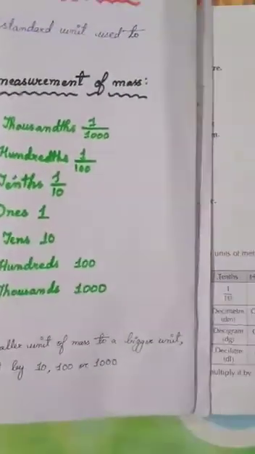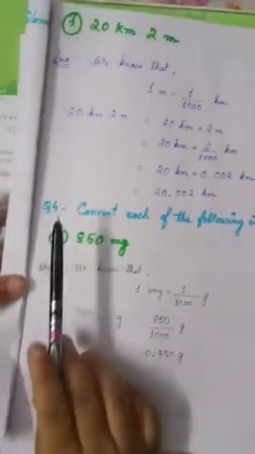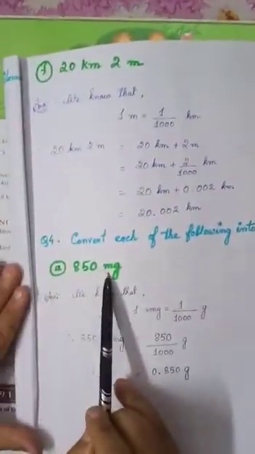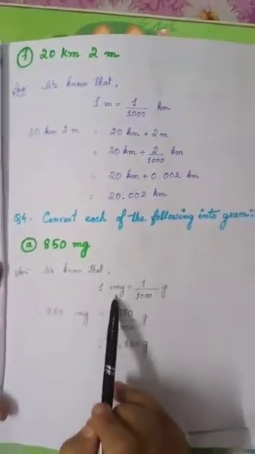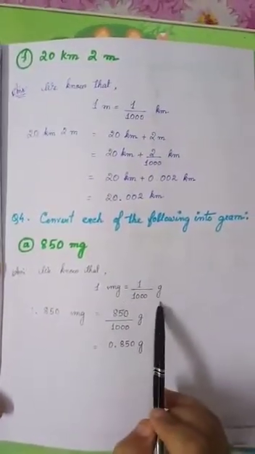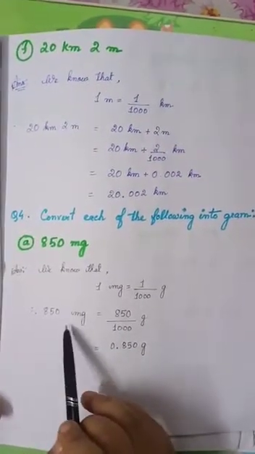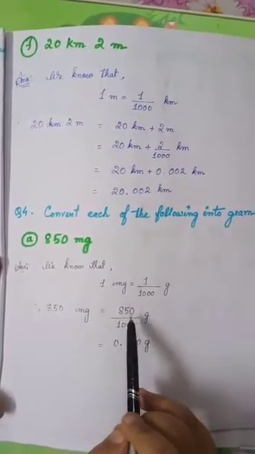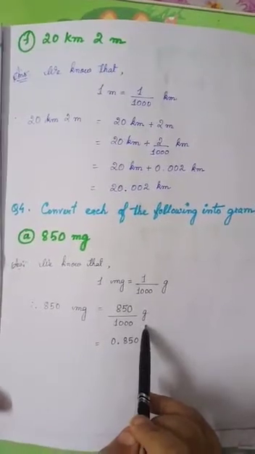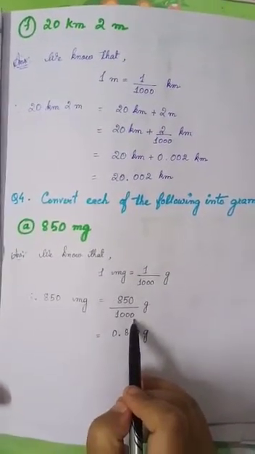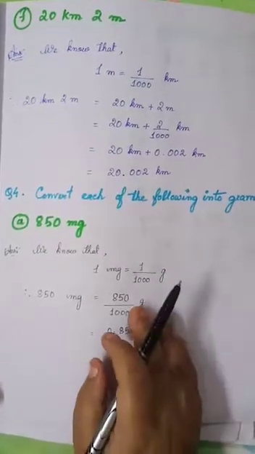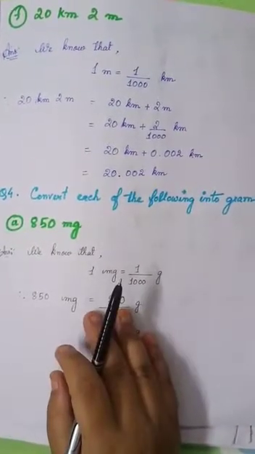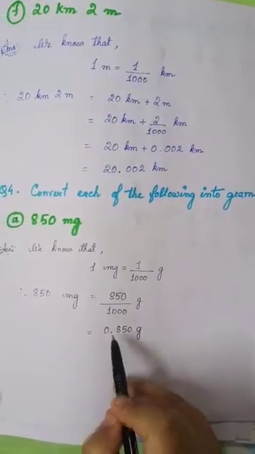Okay children, so see here number 4a. It's 850 mg, that means milligram. We know that 1 milligram is how much? 1 by 1000 gram. Therefore 850 milligram will be how much? 850 by 1000 gram. As in the denominator we have 3 zeros, we will put the decimal point after 3 digits from the right hand side. So here we will put the decimal point.